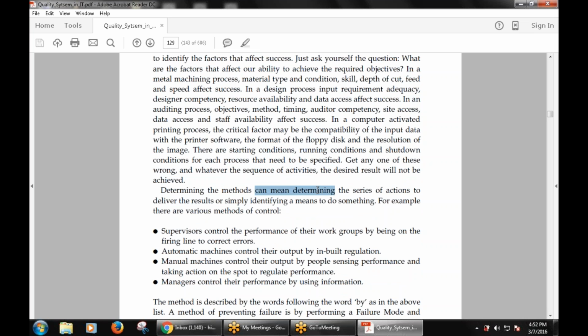And determining the methods can mean determining the series of actions. So whenever I say determine the method, that means determine the series of actions to deliver the results, or simply identifying a means to do something. That is how we can achieve the target, by determining the series of actions to deliver the results.